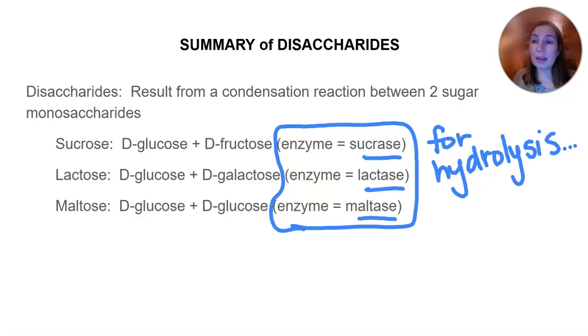So condensation to make the disaccharides, hydrolysis to break up the disaccharides. For hydrolysis, use the appropriate enzyme. And that's, in general, our summary of disaccharides.